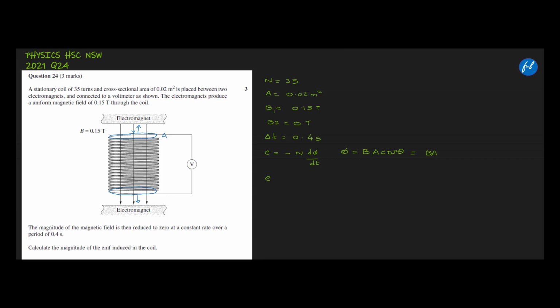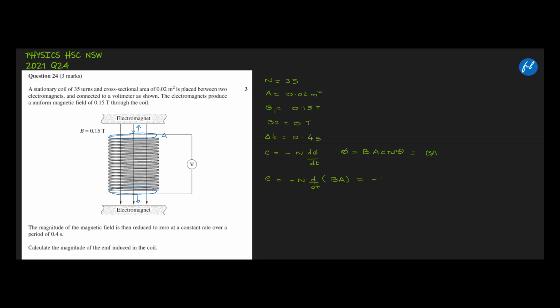Put both the things in the given equation. So it says only magnitude. We have to calculate only the magnitude, but we will go ahead with the direction as well. So E will be equal to minus N d by dt of B into A. So in the given question, what is changing? Is it the B? Yes, B is definitely changing. Is the A changing? No, A is a constant. Therefore, bring the constant outside of this expression.